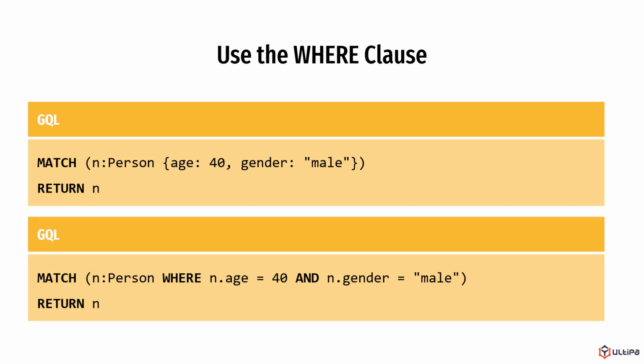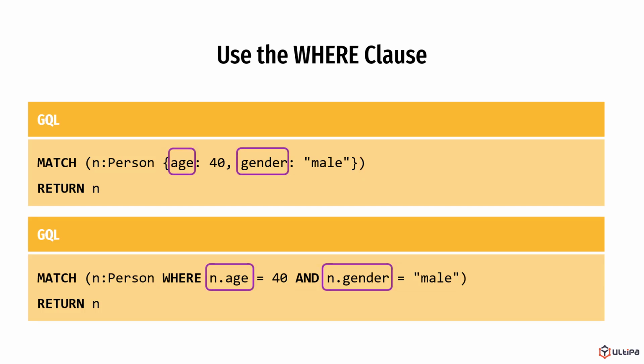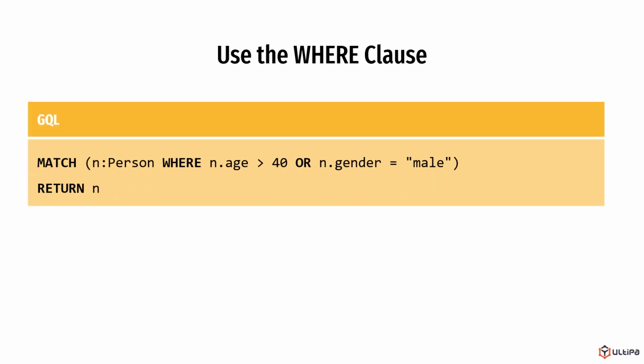Before we end this lesson, consider the where clause that allows more flexible search conditions. The two queries retrieve the same nodes. The second query replaces the property specification with a where clause. The where clause uses the node variable to reference specific properties. If you want to retrieve nodes whose age is greater than 40 or gender is male, the where clause makes it possible.